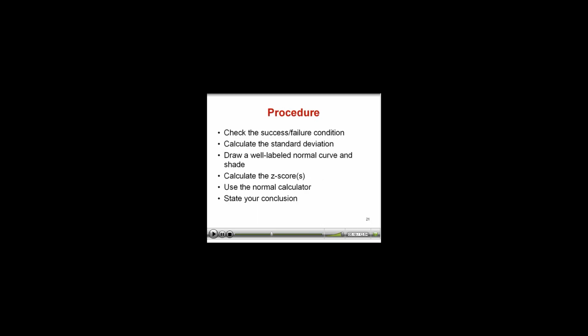Now let's turn our attention to another example. This one involves smoking. Public health statistics indicate that about 26.4% of all American adults smoke cigarettes. What is the probability that in a random sample of 50 adults, less than 22% smoke cigarettes? So we will follow the same procedure as the last example. We will check the success and failure condition. Next, we will calculate the standard deviation. Then draw a well-labeled normal curve and shade. Follow this up by calculating the needed z-score or scores. Use the standard normal calculator. And finally state our conclusion.